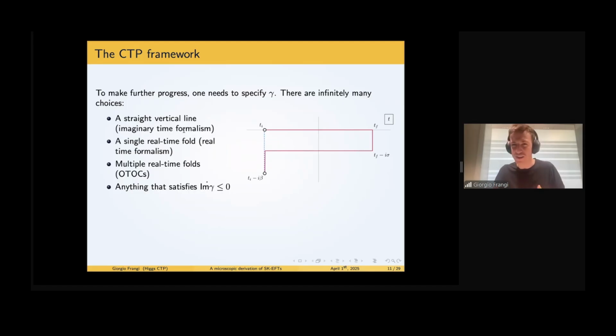But in general, if you're interested in real-time data, what you would really like to do is to include in your contour the whole real line. And the way to do this would be to insert some fold in this contour, which I represented here in the red contour. And technically, you can add as many folds as you want, which can be very useful if you're a quantum chaos person and you want to calculate some OTOCs. But literally anything that satisfies this simple relation is okay to quantize your theory. And this comes from, I think, convergence of the spectral representation of the propagator.